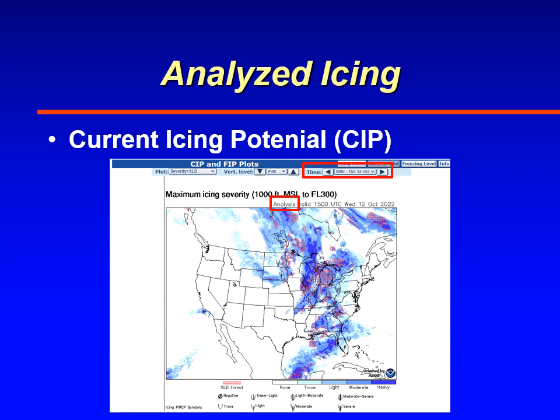Now remember, the current icing potential is an analysis. In other words, it's for right now. It's not a forecast, but it's the conditions right now. If you look at the time bar, it'll show you that the time is 00 hours. So in other words, it is for current conditions at this time.